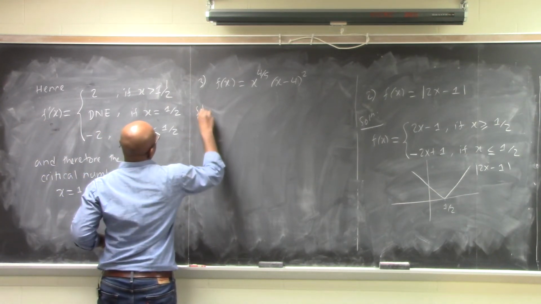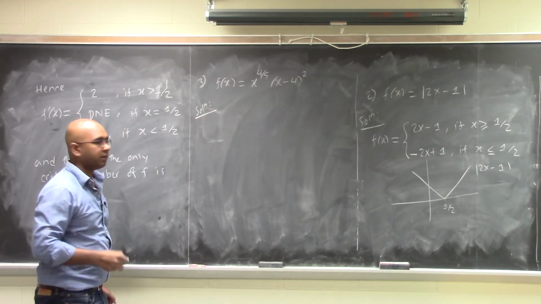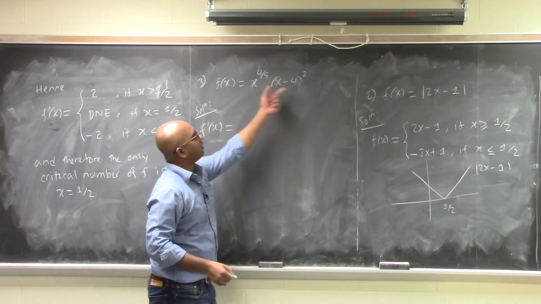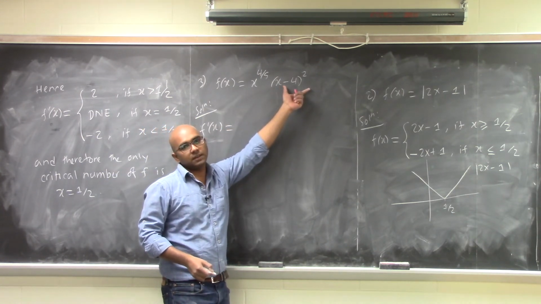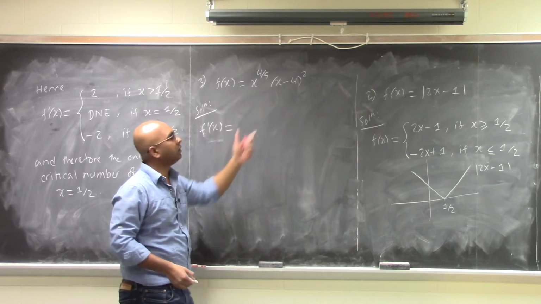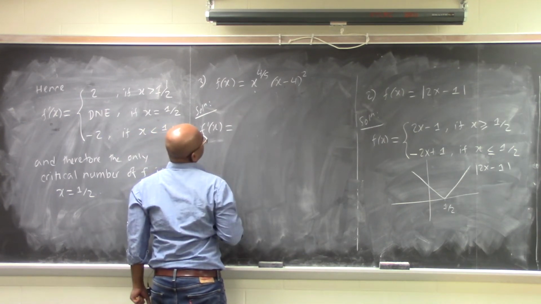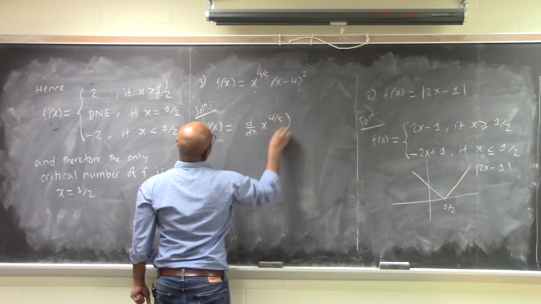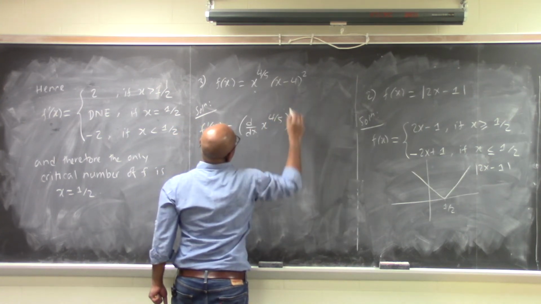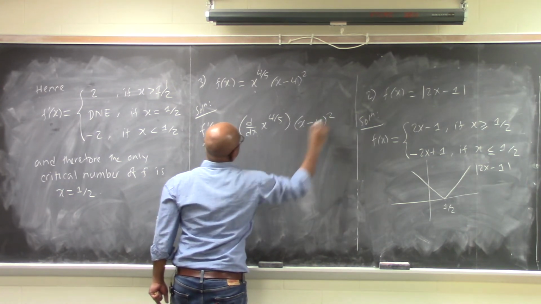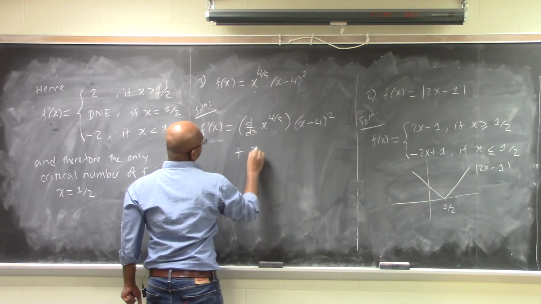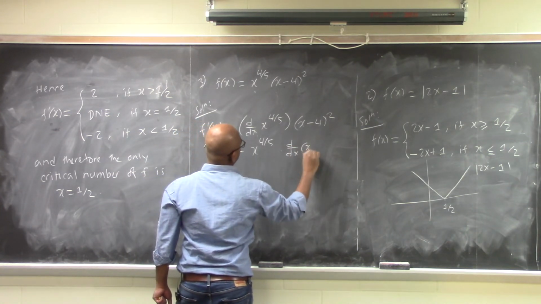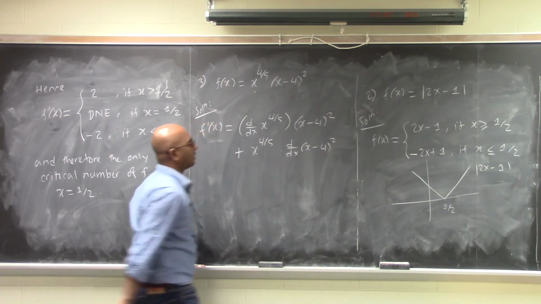So always we need to start with the derivative, and here my function is a product of 2 other functions, right? So you need to use the product rule. First, this is the derivative of x to the 4/5 times (x minus 4) squared, plus now we keep x to the 4/5 fixed, and then we differentiate (x minus 4) squared, right?